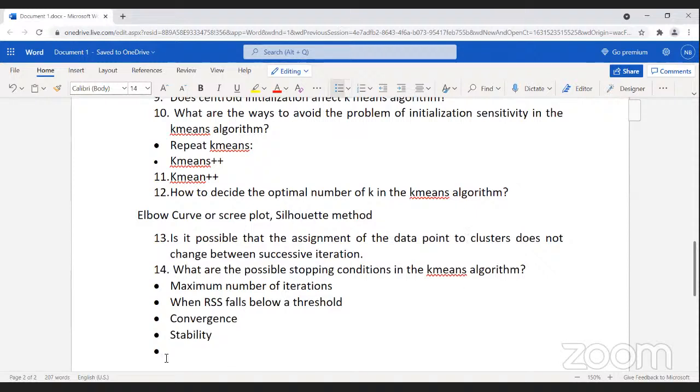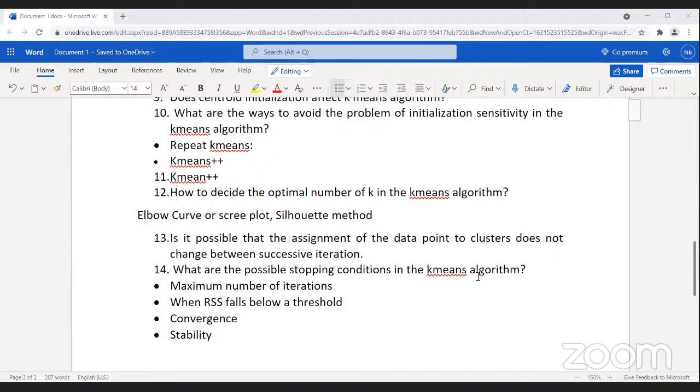Next is stability. Stability means the centroid. Whatever centroid point is formed in the cluster, if it is not changing for the next iteration and is sitting in the same position, then the cluster has attained stability. These are the stopping criteria for the K-means algorithm.